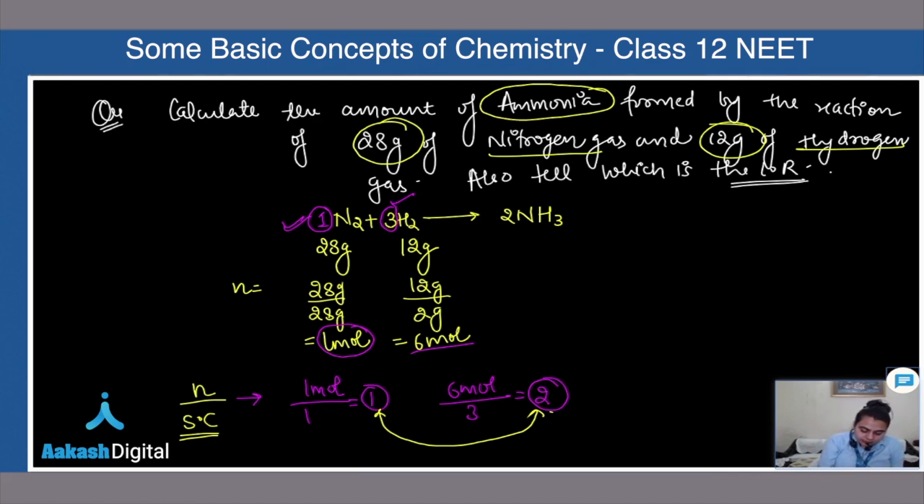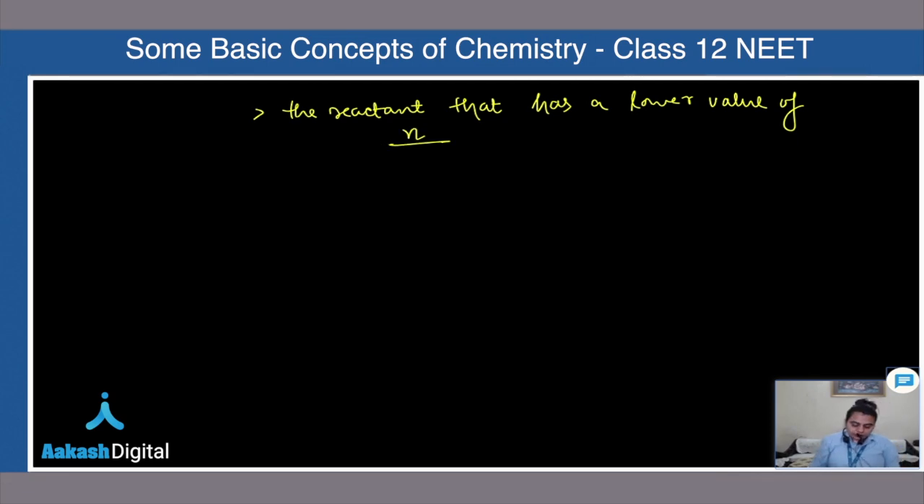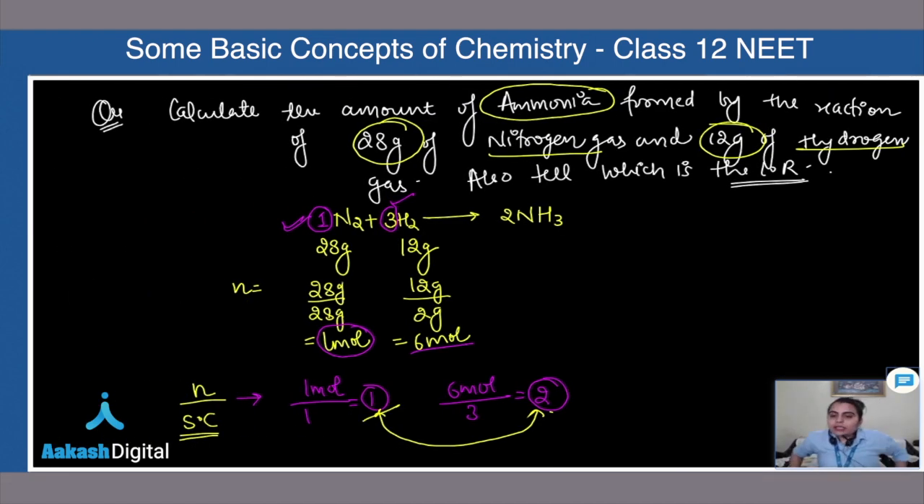The reactant that has a lower value of number of moles by stoichiometric coefficient will be the limiting reagent. Fine. So what can I say here? The lower value is for the nitrogen, that is 1. So here my limiting reagent is nitrogen. Clear everyone? So my limiting reagent would be nitrogen.